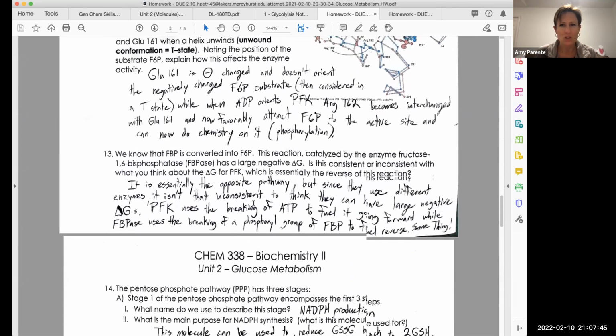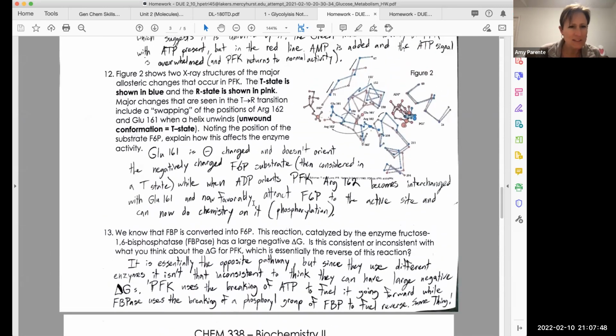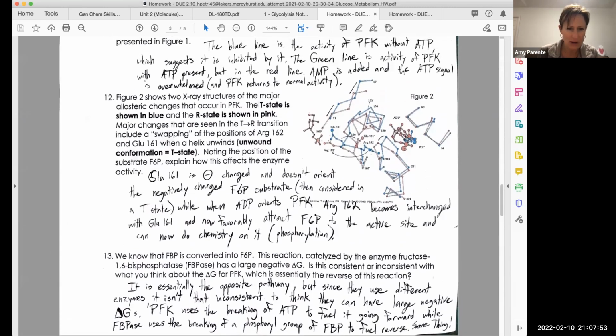All right. So noting the position of the substrate, explain how this affects the enzyme activity. I'm going to read the student's answer here and make sure that what he has is right. So glutamic acid 161 is negatively charged and doesn't orient the negatively charged F6P substrate, then it is considered the T state. So that's right. While when ADP orients PFK, arginine 162 becomes... I don't know what his grammar is here, but when we have PFK with arginine 162 there, when we interchange that, we now favorably attract F6P to the active site and now can do chemistry on it.